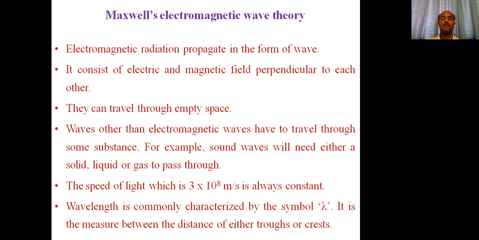Waves other than electromagnetic waves have to travel through some substance. For example, a sound wave needs either a liquid, solid, or gas as a medium to pass through. The speed of light, which is 3 × 10^8 meters per second, is always constant. Wavelength is commonly characterized by the symbol lambda. It is measured as the distance between either crest or trough.